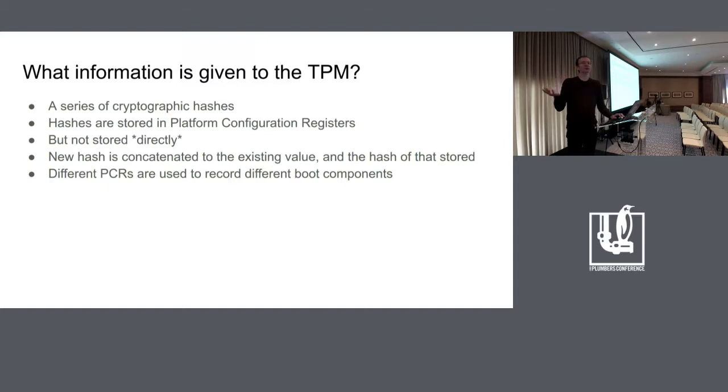Now, there are multiple PCRs, and different PCRs are used to measure different boot components. PCR 0 is used to measure the system firmware. PCR 2 is used to measure option ROM drivers and associated files. And PCR 7, for instance, is used on x86 systems to measure the secure boot configuration and state.